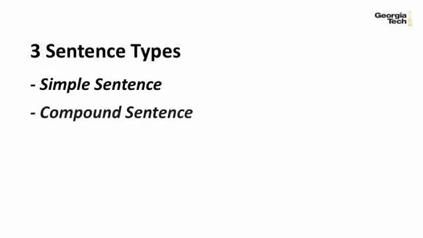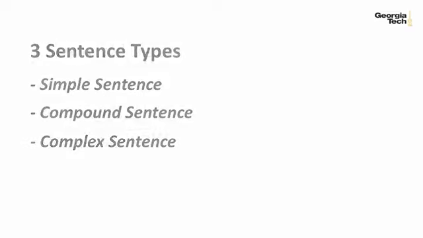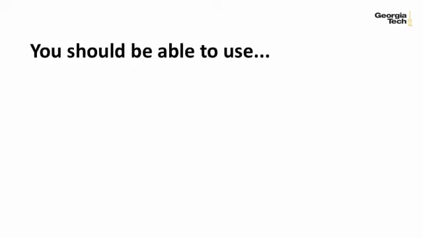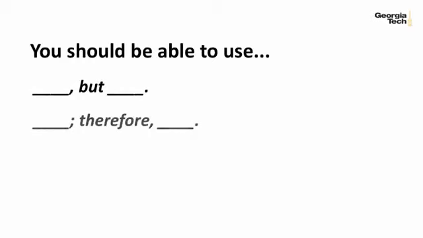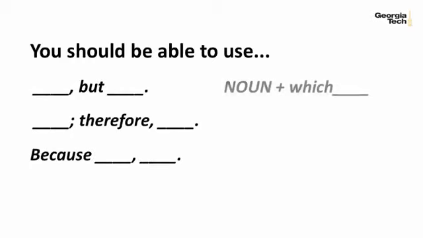It's time to review. In this lesson, we looked at 3 different types of sentences: simple, compound, and complex. We learned them to add more variety to your sentences and make them sound more interesting and connected. And depending on the type of sentence, you should now be able to use words like but, therefore, because, which, and who more accurately.